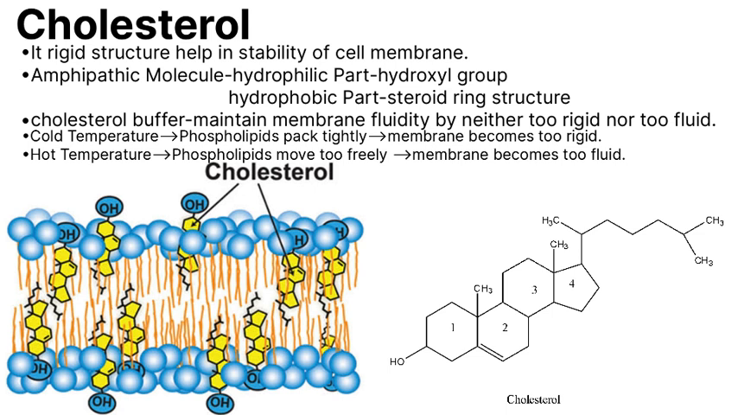Now suppose in the cold temperature, the phospholipid layer is packed tightly and the membrane becomes too rigid. But vice versa, in the hot temperature, these phospholipid layers move too freely and the membrane becomes too fluid. They are not too stiff, not too leaky, so the membrane stays stable and functions across varying conditions and temperatures. So the membrane fluidity and membrane integrity are both maintained by cholesterol, regardless of the temperature, whatever it is, either highest of 40 degrees or lowest as 10 degrees.